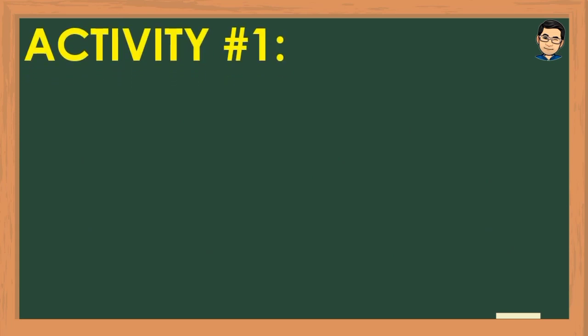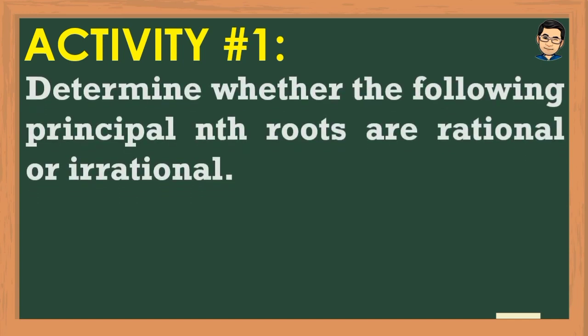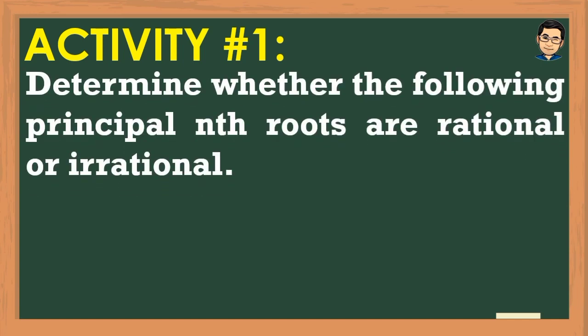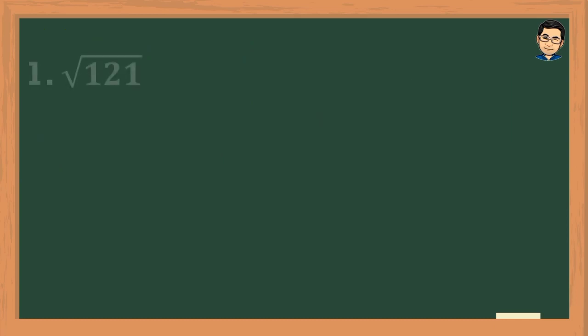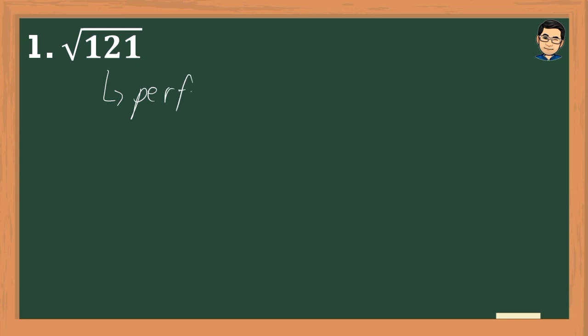So since na-introduce ko na sa inyo yung mga perfect squares and then yung principal nth roots, let's have activity number 1. Determine whether the following principal nth roots are rational or irrational. So again, pag rational, they can be written in the form of a over b. Kapag hindi, they are considered as irrational. So let's have example number 1, the square root of 121. So 121 is a perfect square. So kapag perfect square po, considered po sila as rational.